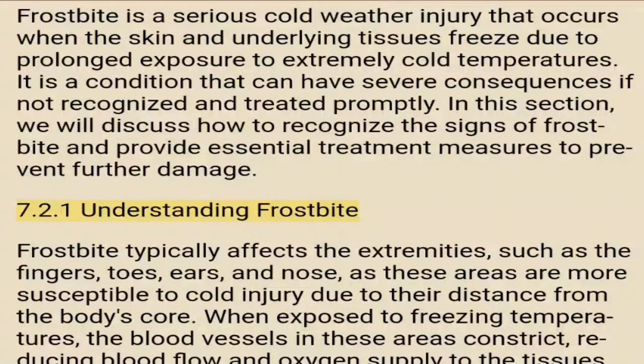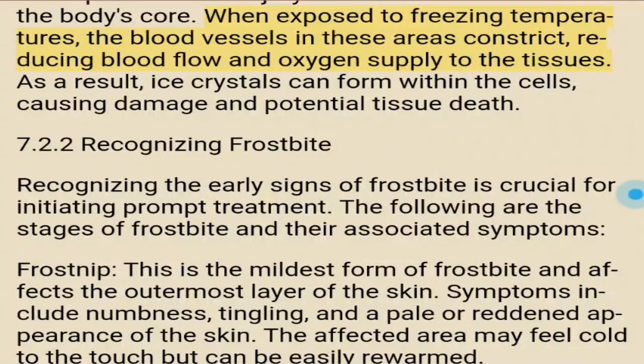7.2.1 Understanding frostbite. Frostbite typically affects the extremities, such as the fingers, toes, ears, and nose, as these areas are more susceptible to cold injury due to their distance from the body's core. When exposed to freezing temperatures, the blood vessels in these areas constrict, reducing blood flow and oxygen supply to the tissues. As a result, ice crystals can form within the cells, causing damage and potential tissue death.